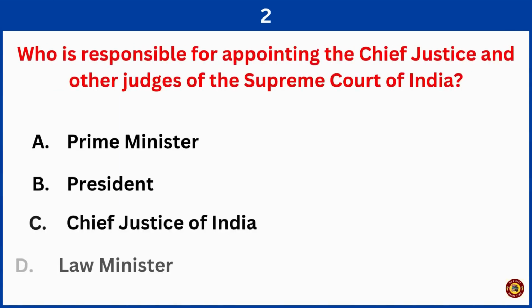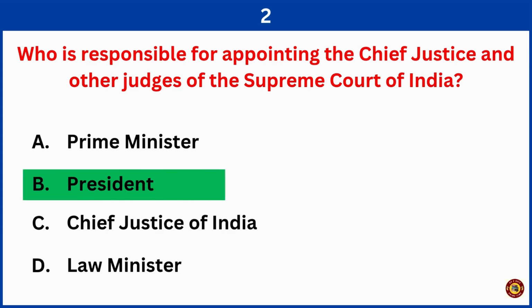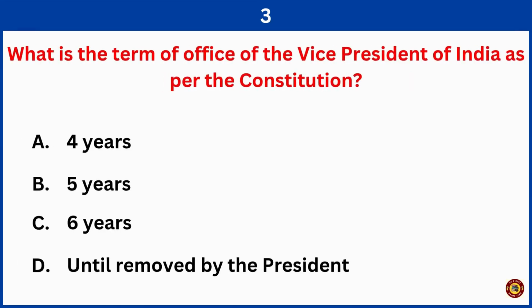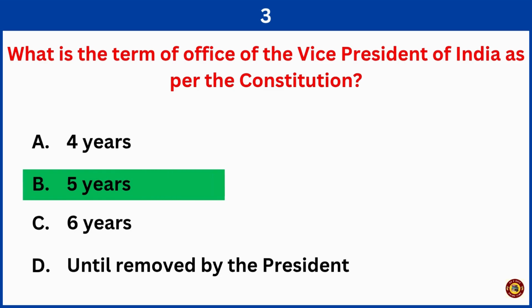Who is responsible for appointing the Chief Justice and other judges of the Supreme Court of India? Correct answer is option B, the President. What is the term of office of the Vice President of India as per the Constitution? Correct answer is option B, 5 years.